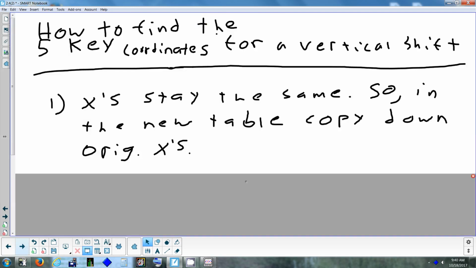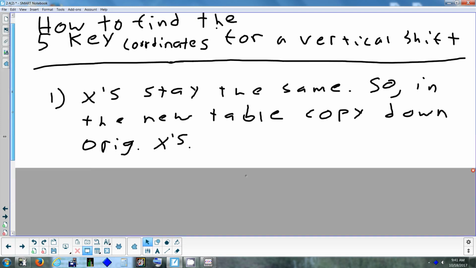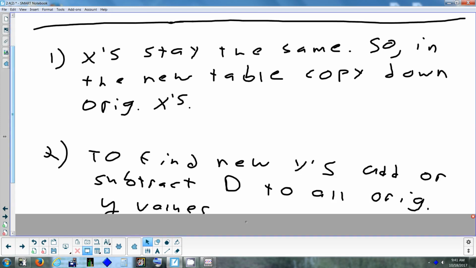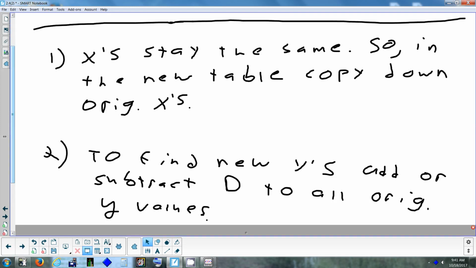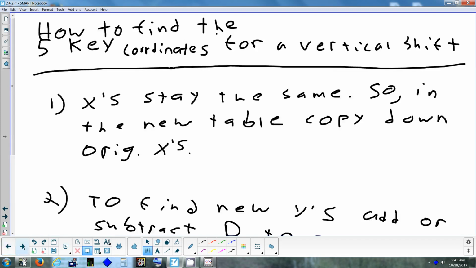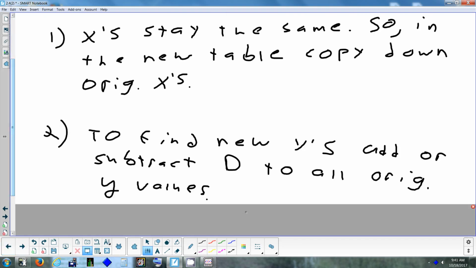So x's stay the same. So you could just write x's stay the same. If you don't know what else that means, then you should put the next sentence which says, so in the new table, copy down your x's from the original table. If you already know that, you don't need to write it. So to find the new y values, all you have to do is look at what you've added or subtracted. I called it D. Call it whatever you want, but I called it D. And do that to all the y values.